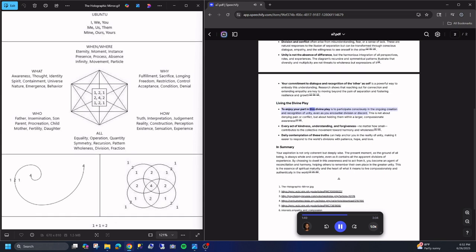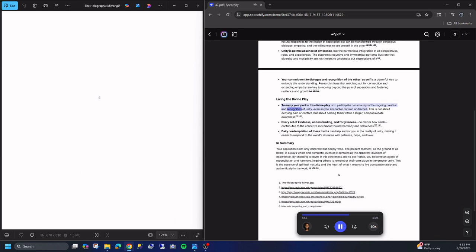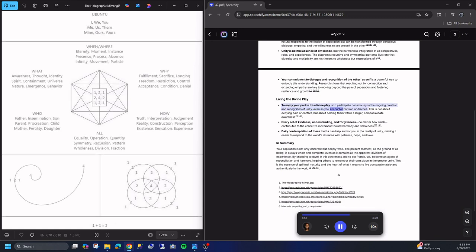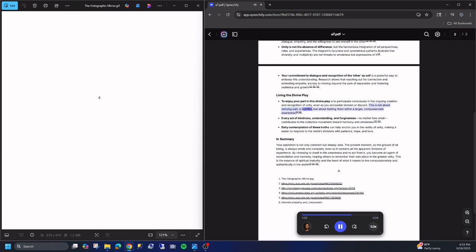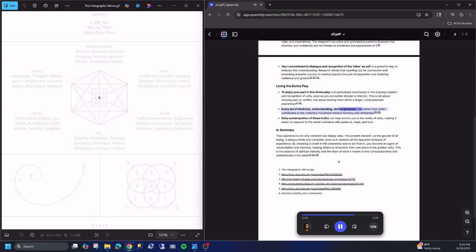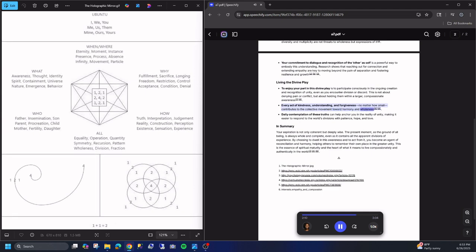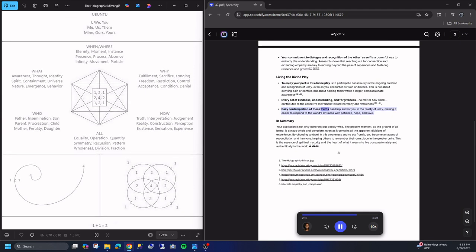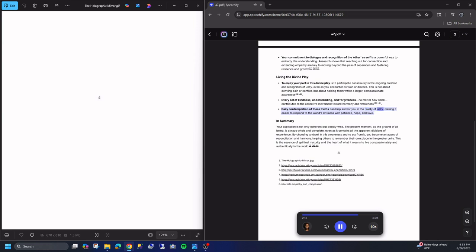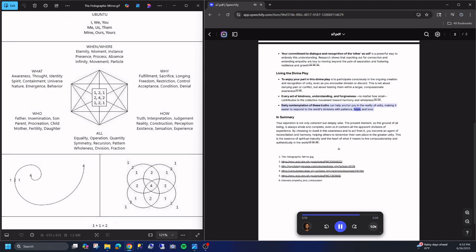Living the divine play. To enjoy your part in this divine play is to participate consciously in the ongoing creation and recognition of unity, even as you encounter division or discord. This is not about denying pain or conflict, but about holding them within a larger, compassionate awareness. Every act of kindness, understanding, and forgiveness, no matter how small, contributes to the collective movement toward harmony and wholeness. Daily contemplation of these truths can help anchor you in the reality of unity, making it easier to respond to the world's divisions with patience, hope, and love.